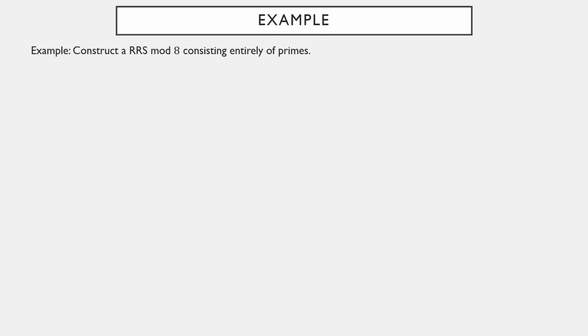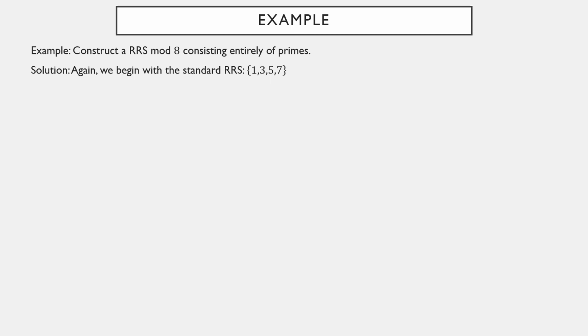Another example, can we construct a reduced residue system modulo 8 entirely made of prime numbers? Again, the standard reduced residue system is a good place to start. So begin with 0 through 7 and throw out anything that has a common factor with 8, so you're throwing out all the even numbers. So 1, 3, 5, 7. There's our standard reduced residue system mod 8.